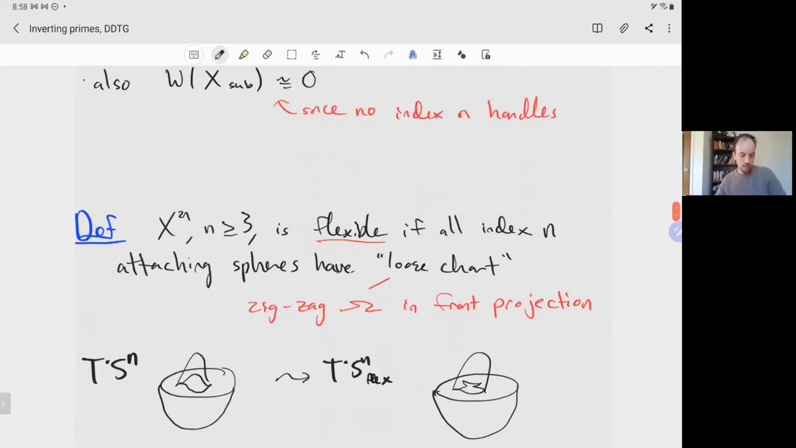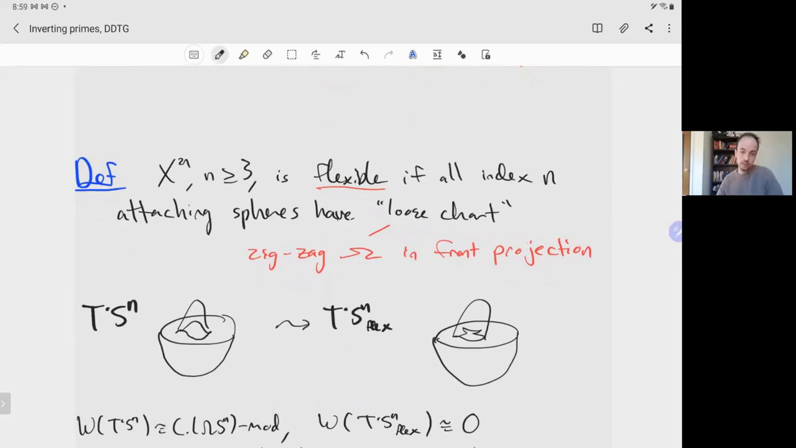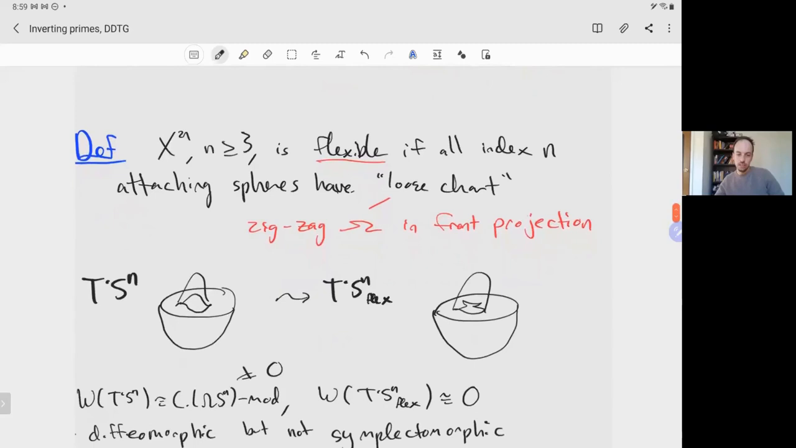So let's recall the case of the cotangent bundle. Now the standard cotangent bundle has a presentation like this on the left. Now the flexible one will have a presentation where you just add in a zigzag in its front projection. So this operation does not change the smooth topology, but it actually does change the symplectic topology, because the Fukaya category of the standard cotangent bundle is non-zero. But it turns out that the Fukaya category of this flexible cotangent bundle is zero. So once you add this little zigzag, you're not changing the knot type smoothly, but you are changing it as an isotropic knot, and that just changes all the symplectic structure.